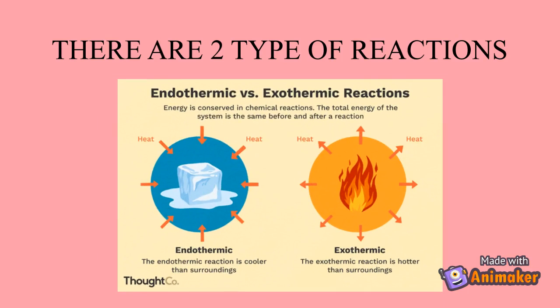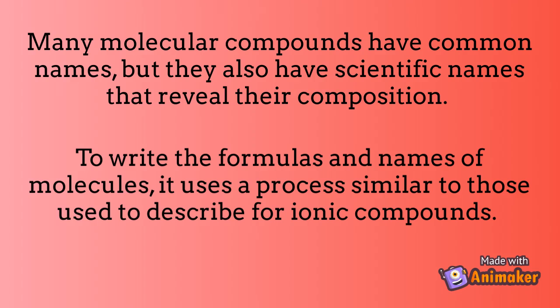An endothermic reaction is one where a greater amount of energy is required to break bonds than is released when the new bonds form in the products. An exothermic reaction is one where more energy is released than is required to break the bonds in the initial reactants.